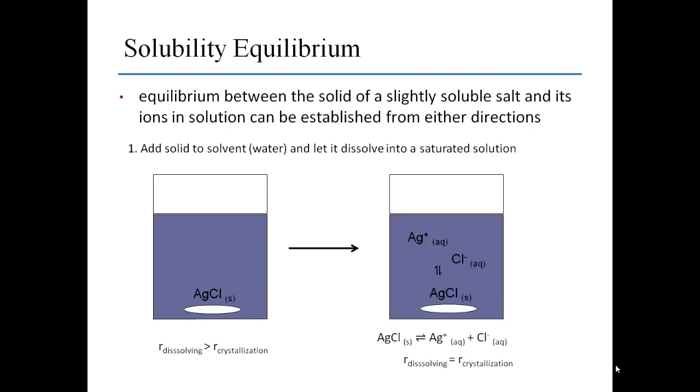Once equilibrium is reached, the rate of dissolving is equal to the rate of crystallization. At this point, the concentration of the ions in solution will be constant, and the mass of the solid at the bottom will also be constant.